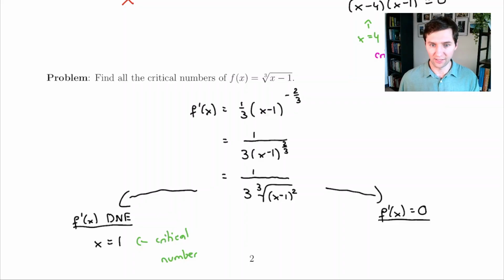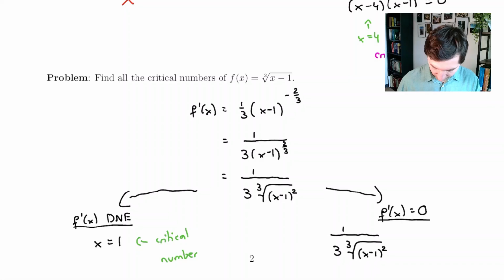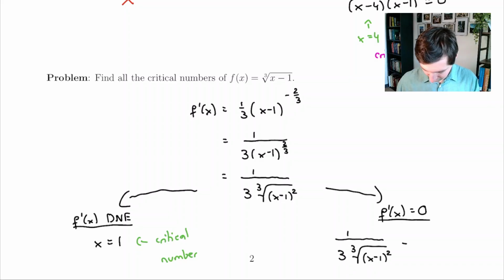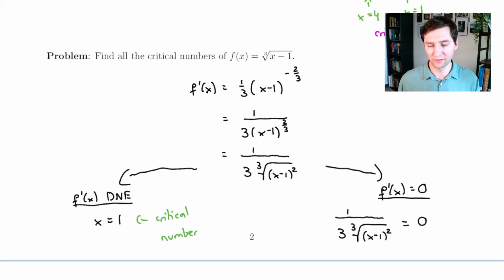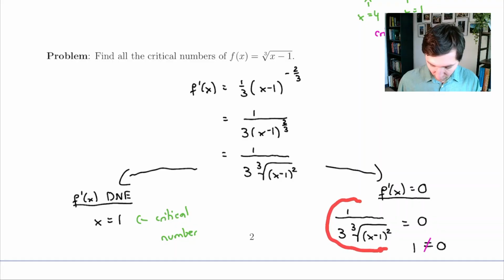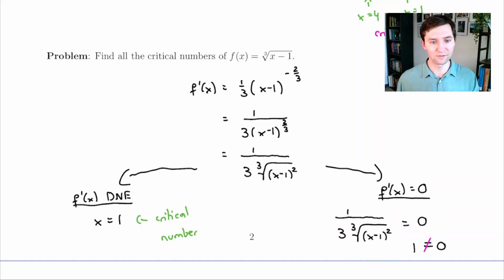Are there any x's that make this derivative 0? I have my derivative, and I set it equal to 0. The way to solve it is to multiply both sides of this equation by the denominator. If I multiply both sides by the denominator, on the left side I will get 1, on the right side I will get 0, because 0 times anything is 0. This is never true, which means that there are no x's that make the derivative equal to 0. This function has only one critical number, and that number is 1.